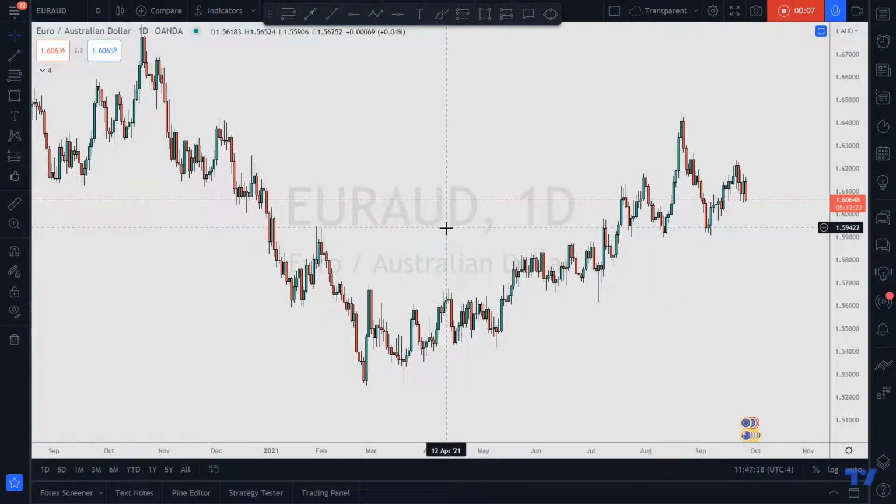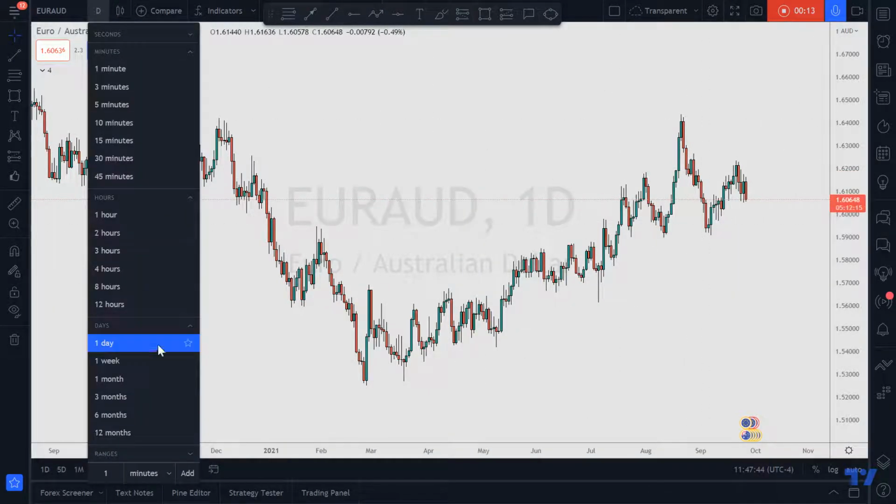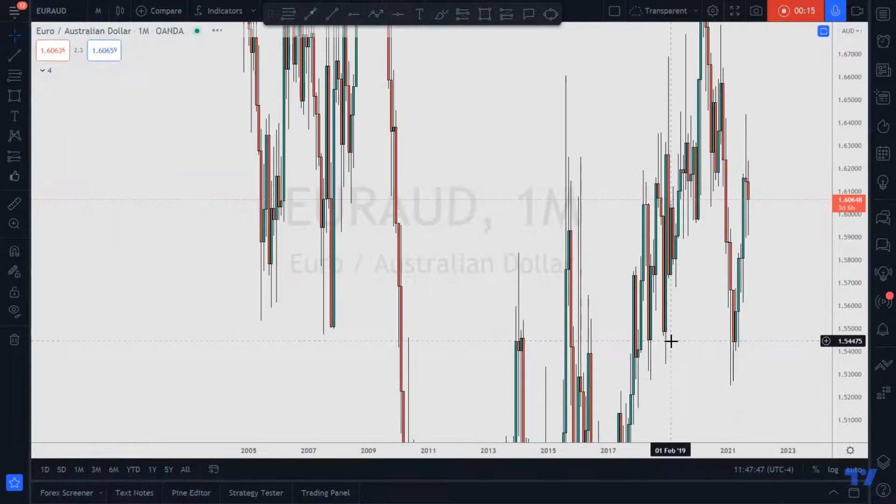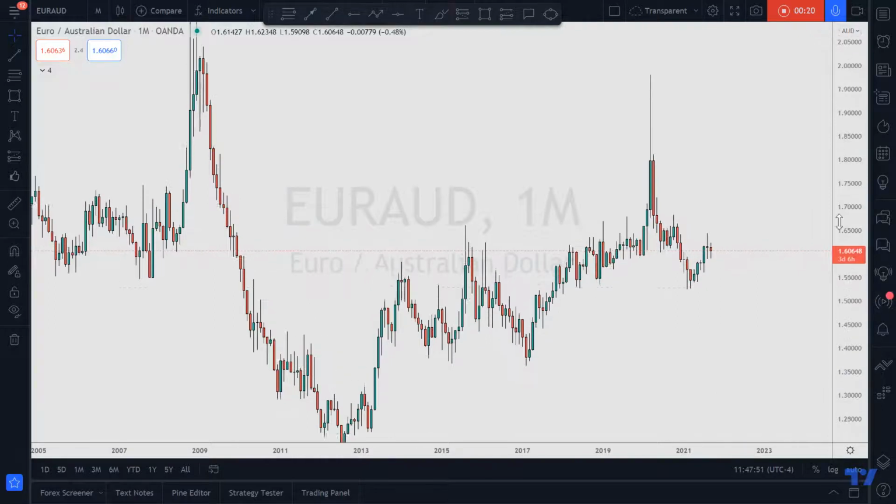Let's take a look at Euro Aussie. This price action has caught my eye. Let's do a full breakdown. Let's go up to the monthly. Excuse me. All right, and what do we see?